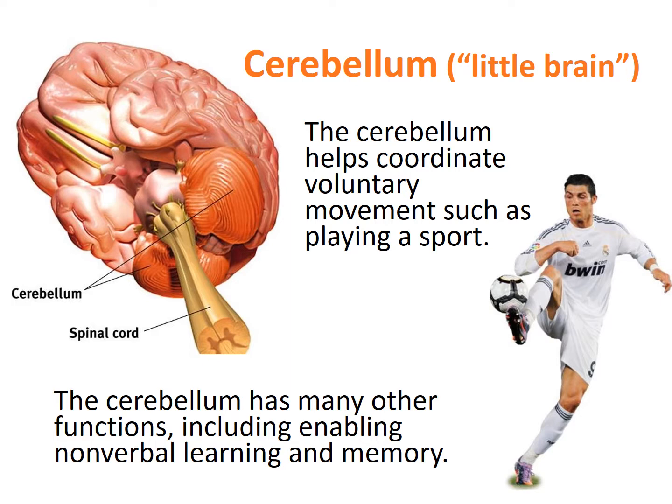Adjacent to the brainstem, you see this little ball, or little brain they call it. It's called the cerebellum. The cerebellum is responsible for voluntary movement, like playing a sport or playing an instrument, complex motor movement. The cerebellum is also responsible for procedural memory, or what is called implicit memory, motor-based memory, and classical conditioning, which we'll talk about later in the course.